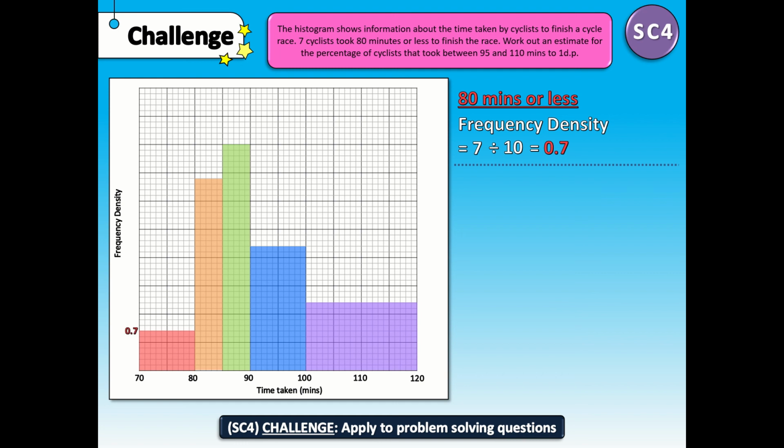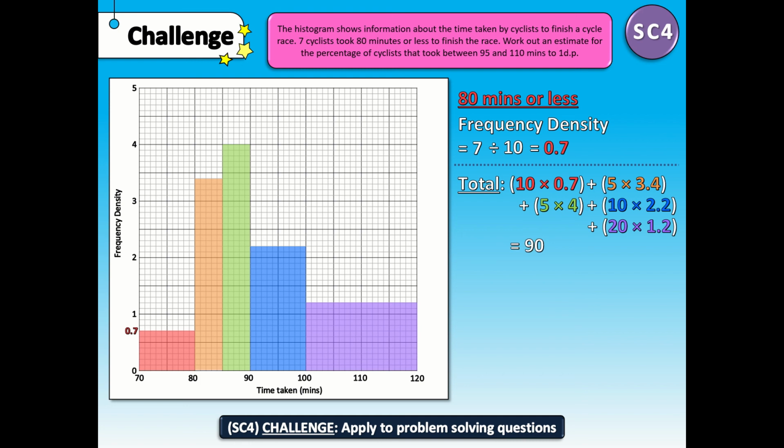So now we can fill in the rest of the frequency density. So there's our frequency density along the side. So now we can work out the total. So we work out the area of each of the bars, so the total is 90.